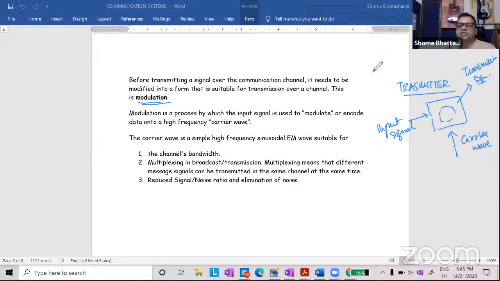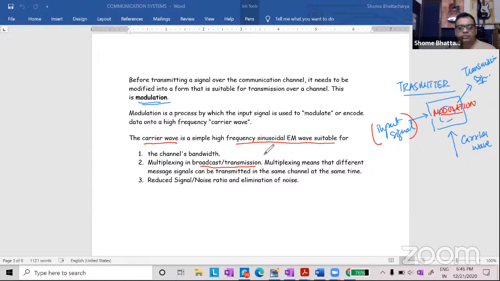So what it does over here, this process is what we call modulation. You can think of modulation as a method by which the information of the input signal is encoded onto the carrier wave. As I told you earlier, the carrier wave is a high frequency electromagnetic wave. It is a simple high frequency sinusoidal EM wave, which is suitable for the channel's bandwidth, for the broadcasting system, which can multiplex it. Multiplex means that different message signals can be transmitted at the same channel at the same time.